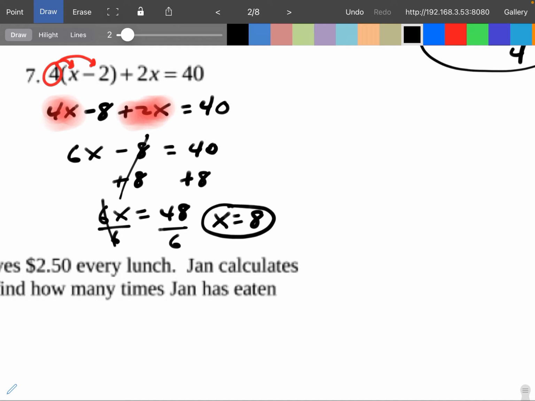Again, that one had 4 steps, right? You had to distribute, then you had to combine like terms, then you had to add 8, then you had to divide by 6.